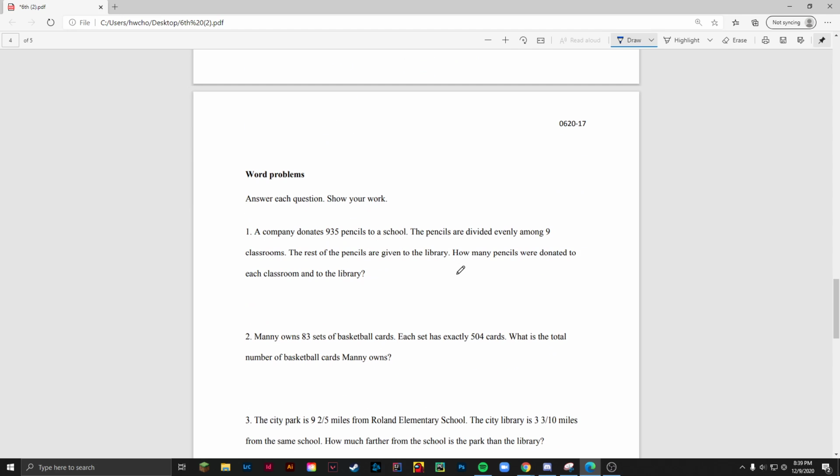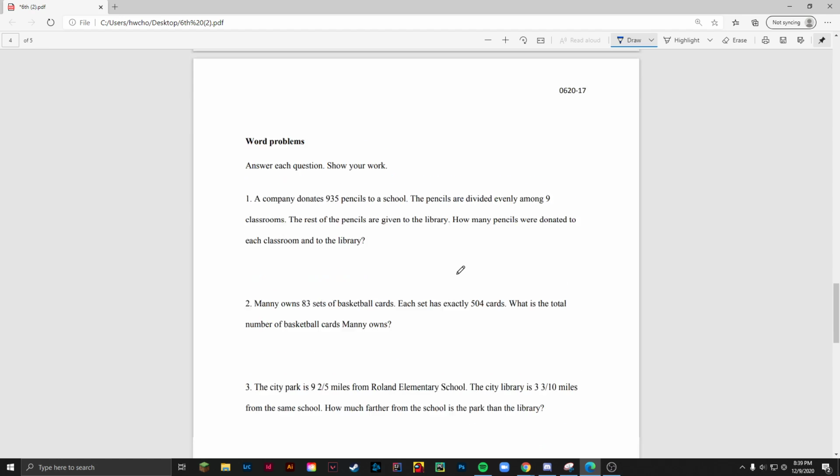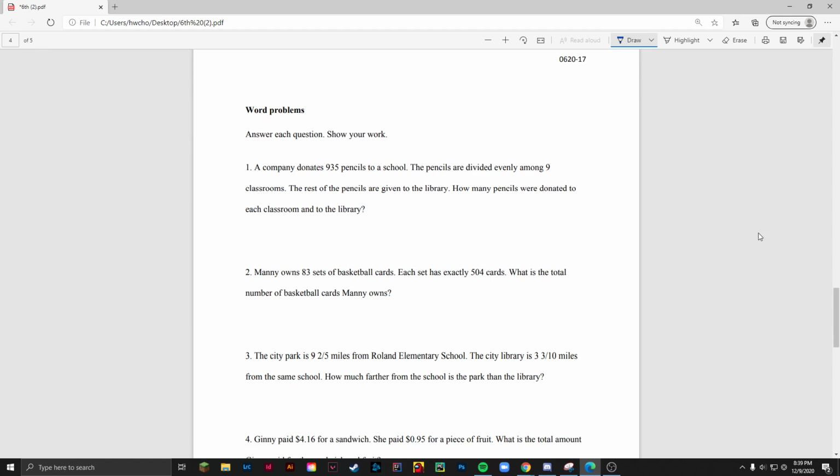Alright, cool. Going over to the word problems, let's do them as well. A company donates 953 pencils to a school. Pencils are divided evenly among 9 classrooms. The rest of the pencils are given to the library. How many pencils were donated to each classroom and the library?